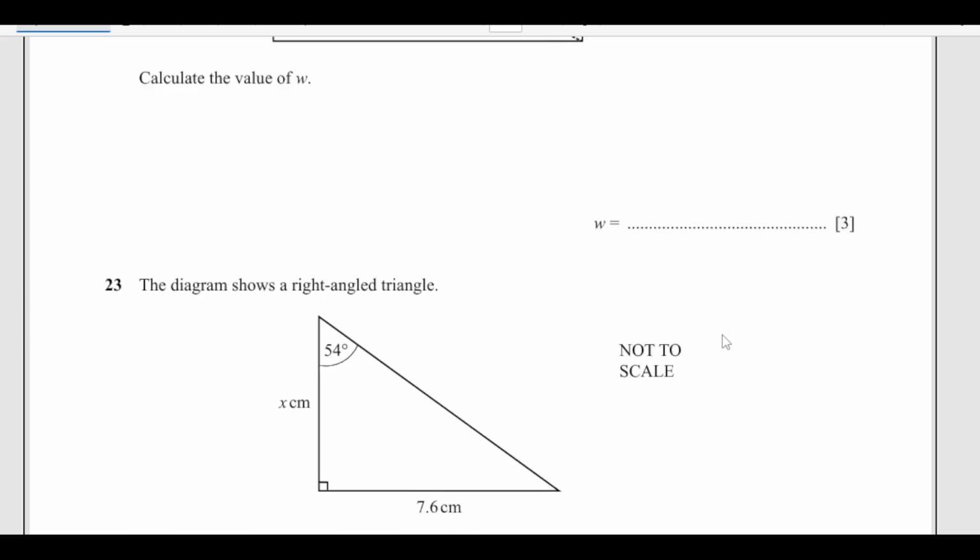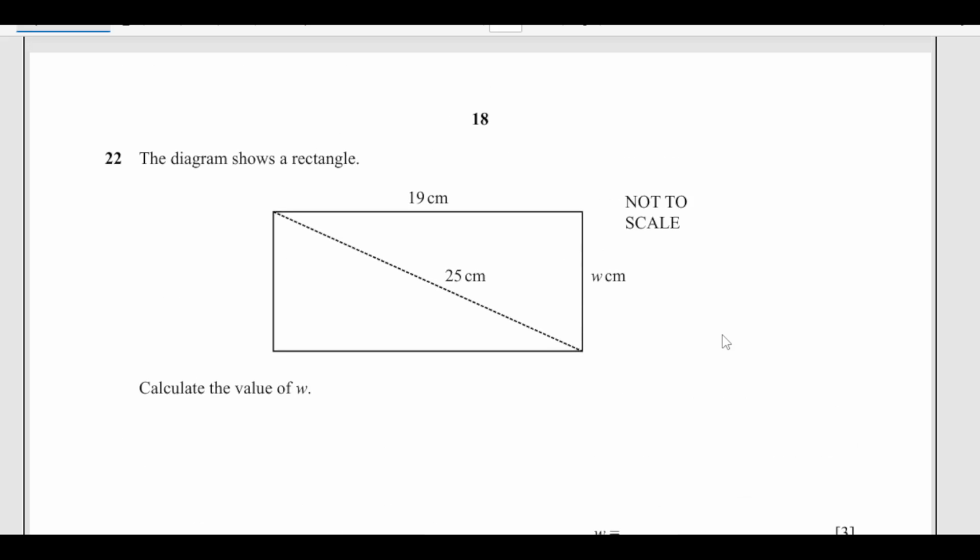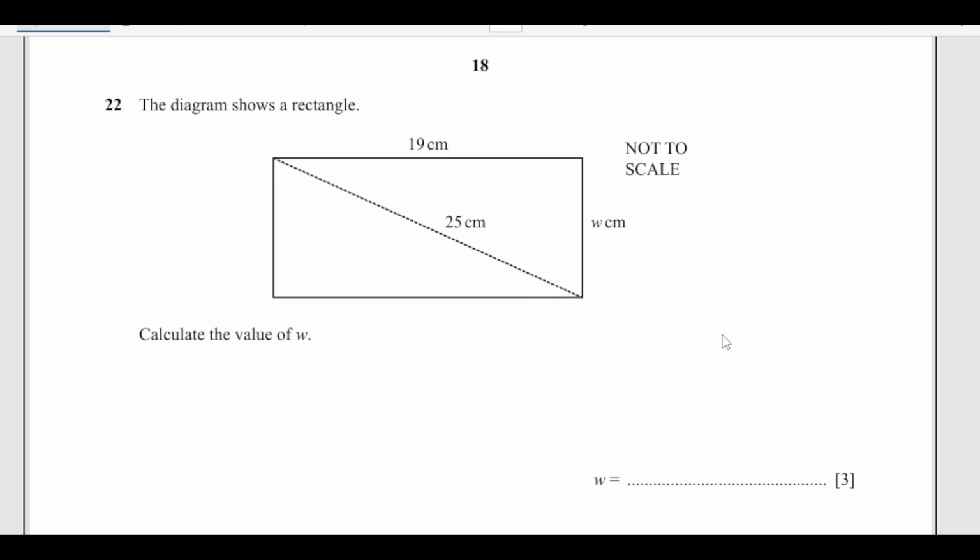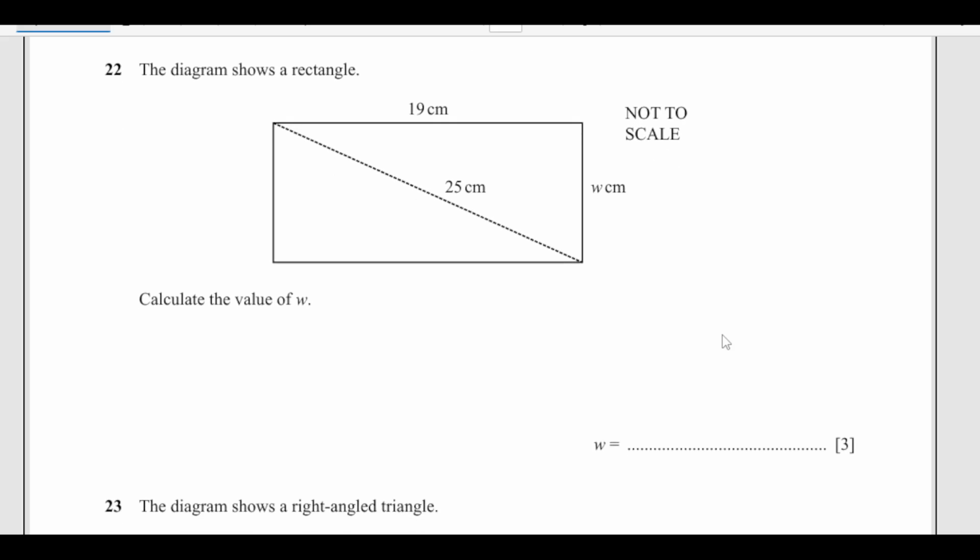Now number 22, I guess this is the last question. Yeah, this is the last question of the last page of the paper. There are 2 questions on this page. The diagram shows a rectangle. Calculate the value of w.